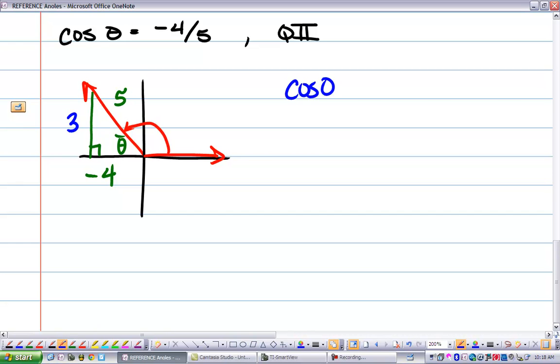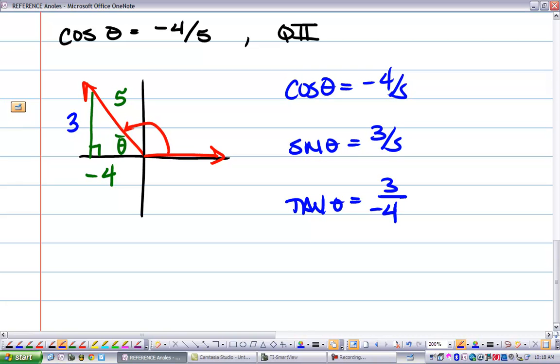So I'm just going to do a few here. Cosine is adjacent over hypotenuse. Sine is opposite over hypotenuse. And of course, tangent is opposite over adjacent, and then you flip them for the corresponding trig functions.